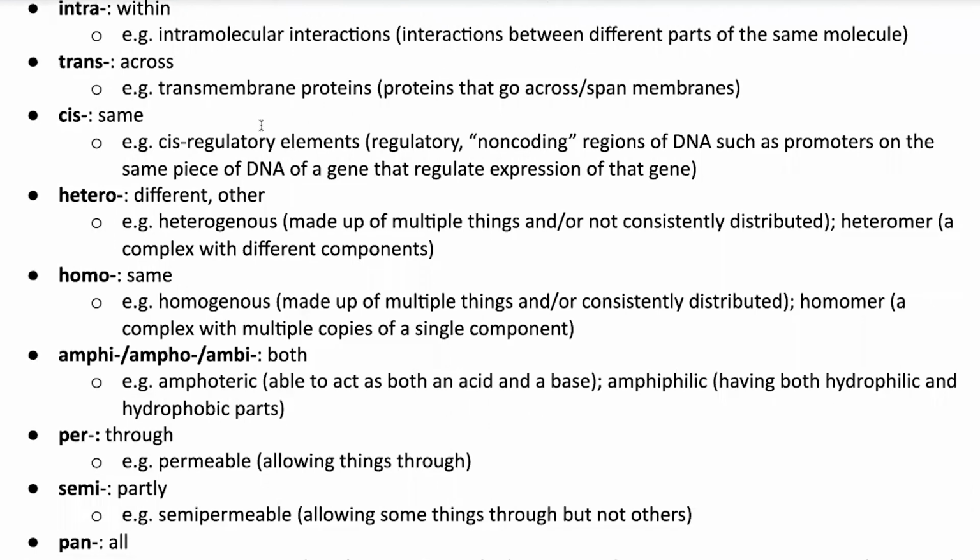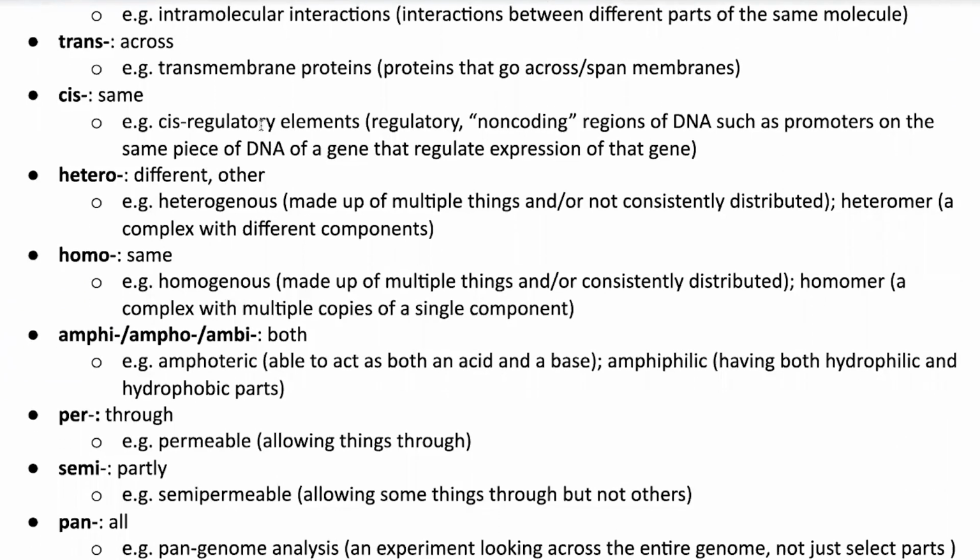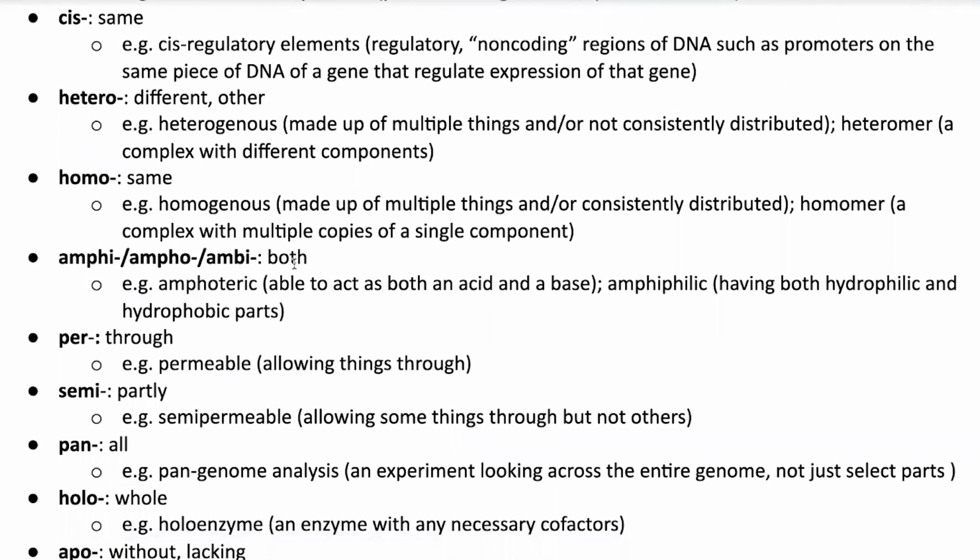So trans means across. So something like a transmembrane protein is going to go across or span membranes. We talk about cis, this is going to be same. So a cis regulatory element would be a regulatory, non-coding region of DNA, such as a promoter that's on the same piece of DNA and nearby the gene and it actually regulates the expression of that. So this is opposed to a trans regulatory element, which might be something like a protein that binds to the DNA. This is not actually on that same DNA itself.